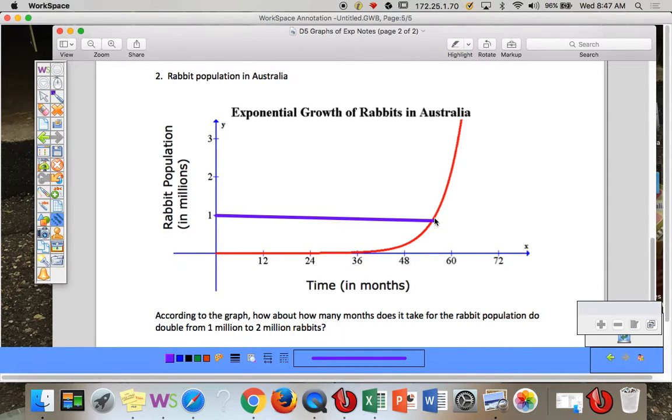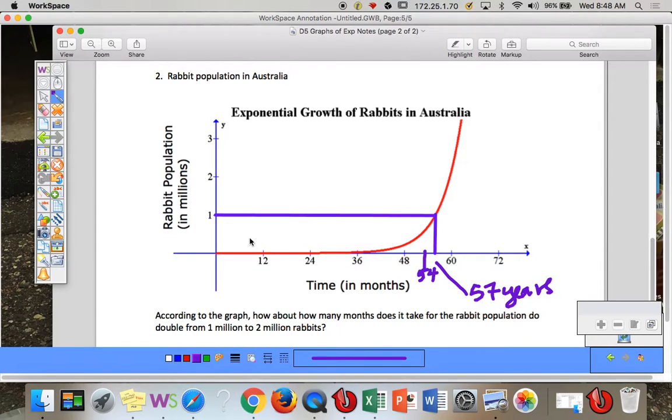So you go across. Oops, it's not very straight. And you're going to go down. So if you had to estimate that, this is a 48, this is 60. What's the middle of 48 and 60? Let's figure that out. So this is about 54 years right here. So we can say about 57 years, I would estimate. So this is 57 years for the population to reach 1 million.